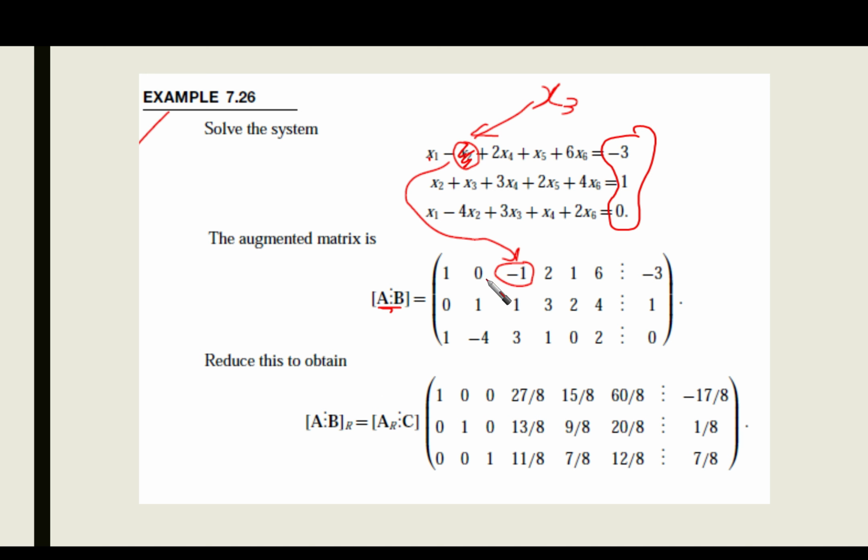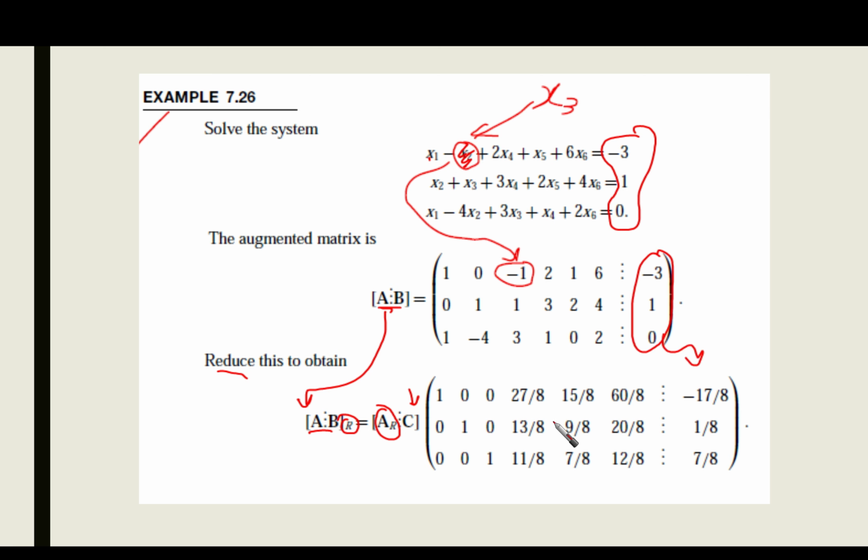And we are going to reduce it. So we're going to reduce it. When we reduce, we are going to form AR in the first 6 columns, because we have 6 unknowns. And the last column is going to be whatever results from the row operations on the last column here.